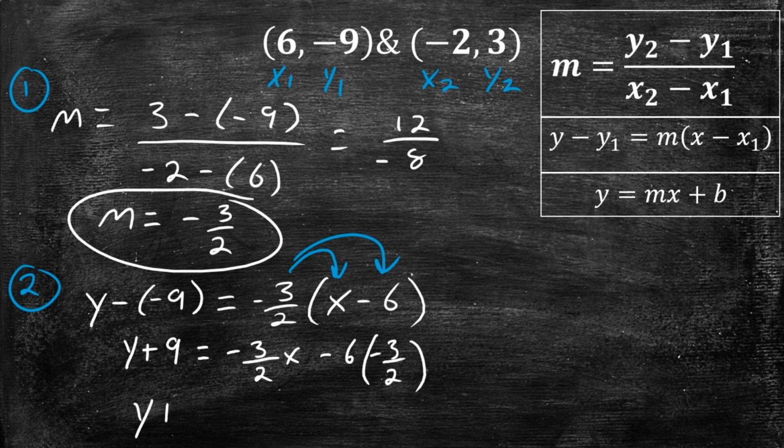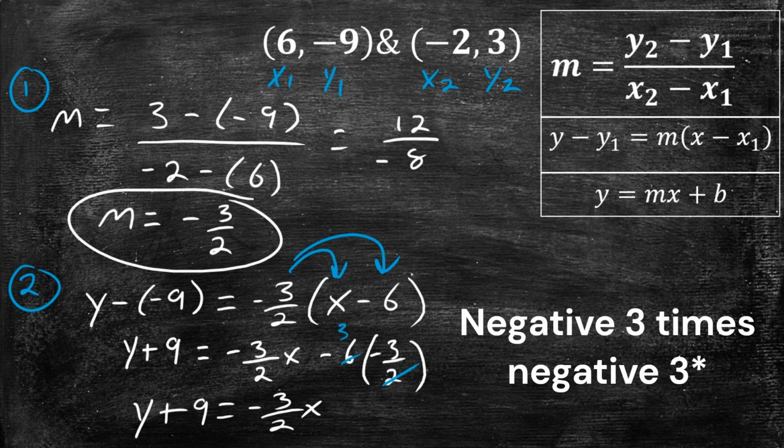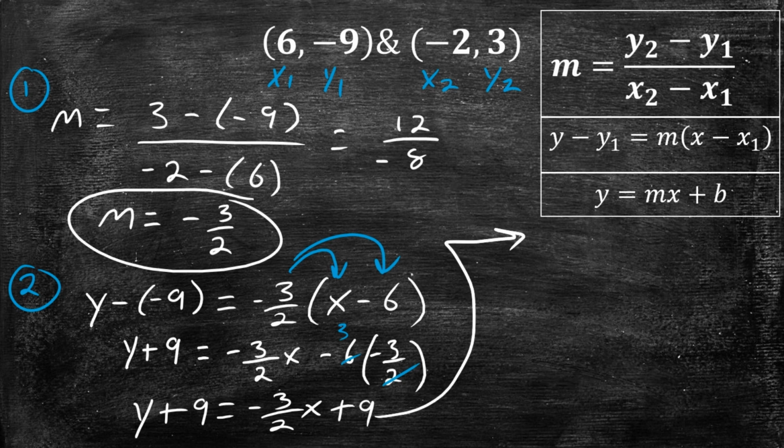And let's simplify a bit. So we'll get negative 3 over 2x. And when we do this here, this 2 cancels and this 6 becomes a 3. So it's negative 3 times negative 3. And that's going to be a positive 9. Right? I'm going to go ahead and take this over here because I'm running out of space. And we got y plus 9 is equal to negative 3 over 2x plus 9. Last thing we want to do is isolate y. So we want to subtract 9 from both sides.